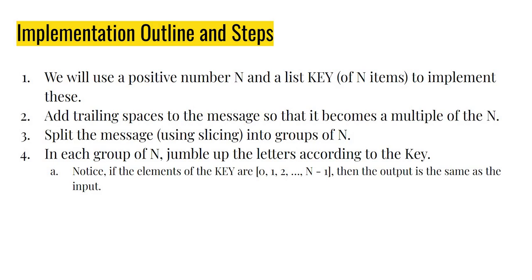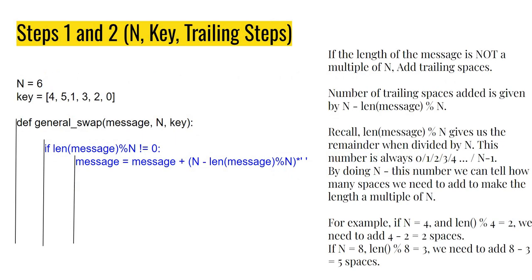And also, just to complete this, relate this to your even-odd swap. In that case, we have n equals 2, and the key is basically 1, 0. And that's why the even and odd is getting swapped. Think about it. Now, let's just do this step by step.